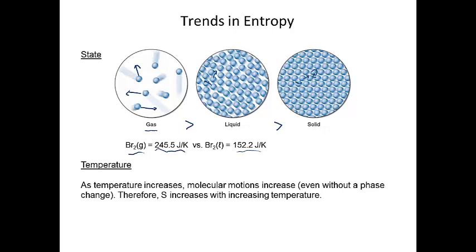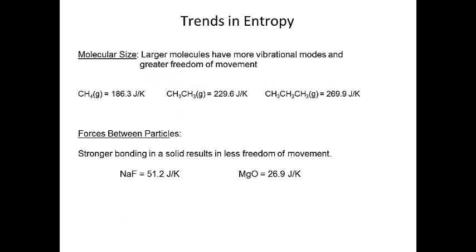Entropy of everything increases as temperature increases. So as temperature increases, entropy increases, even if the state does not change, even if there's no phase change. And that's because as temperature goes up, the thermal energy of the system increases, and molecules will just move around more. They'll be more free to move, and they'll move faster, and they'll disperse around a particular volume of space more so as the temperature goes up. So a tabulated entropy has to be for a particular temperature.